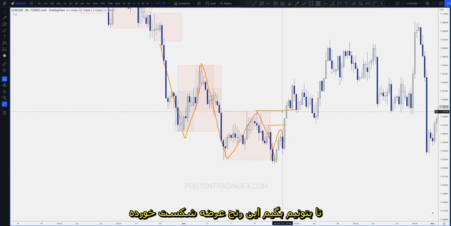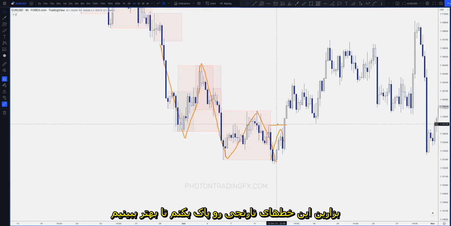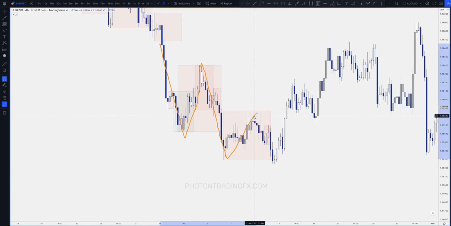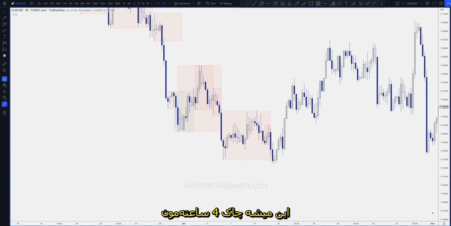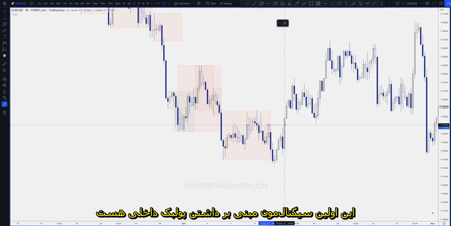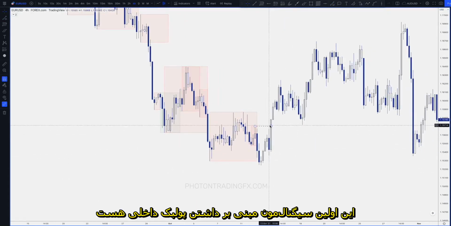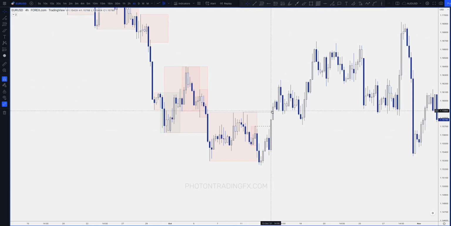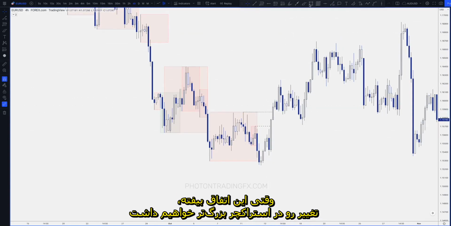broken. And now we get rid of these orange lines. You'll see, it should be a lot clearer. We now have that bullish order flow. So this would be your 4-hour change of character, right? So that's your first signal that we're having an internal pullback. But then this here would be your 4-hour IBOS, right? And that's only when you get that, you can see now, right?